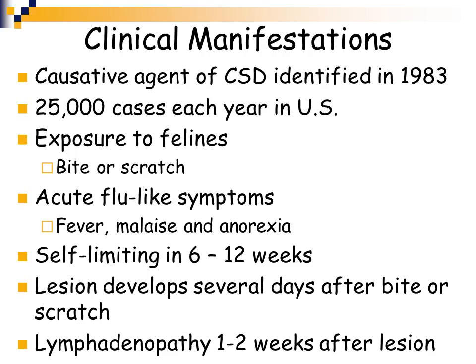And of course, like the disease name implies, cat scratch disease, you get infected through exposure to infected felines. So if you get bitten or scratched by an infected cat, you can get cat scratch disease or Bartonella hanseli infection. What it does is it causes an acute flu-like illness, fever, muscle aches, not eating, or anorexia, and it's usually self-limiting in about 6 to 12 weeks. So for quite some time, you're not feeling all that great. A lesion will usually develop several days after being bitten or scratched by an infected cat, and then around that area of infection, you will get a swollen lymph node about 1 to 2 weeks after that lesion develops.